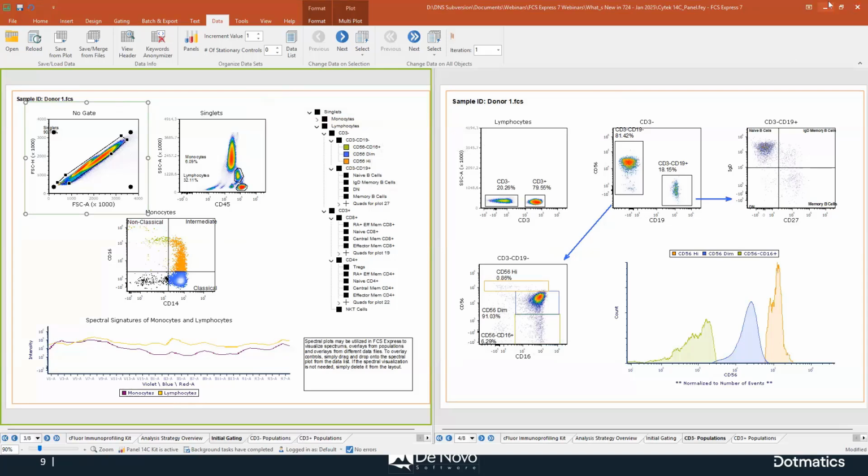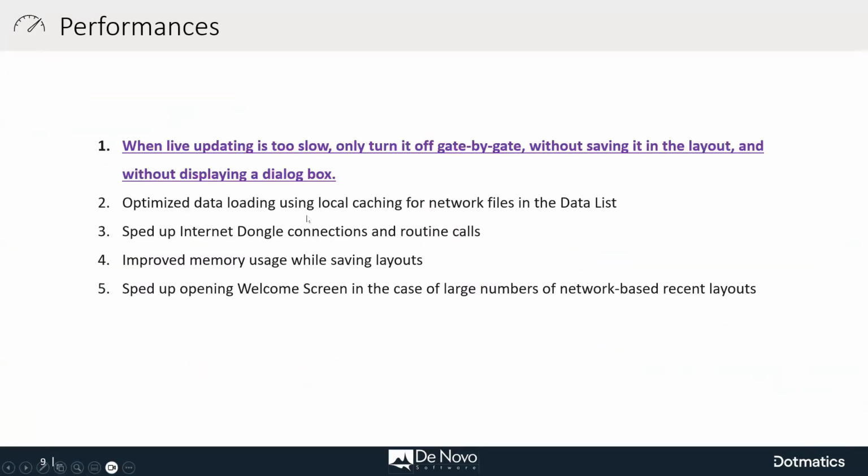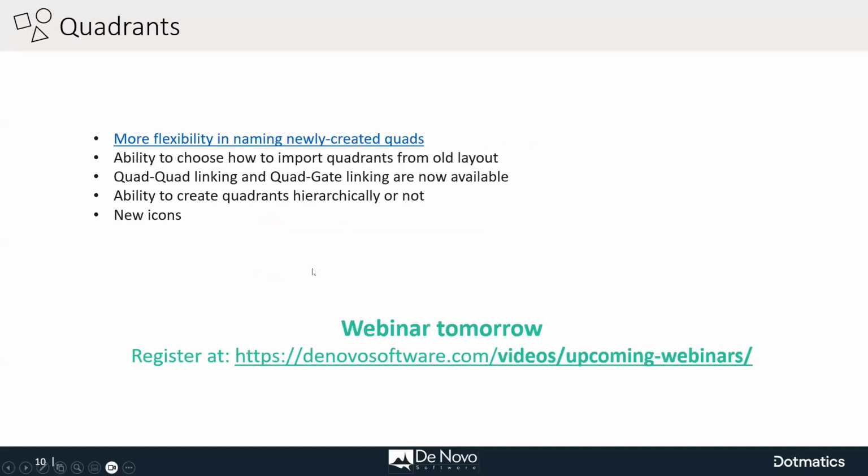And about the other few options, this is really cool. For those of you loading data from the network, it will be much faster in 724, so I suggest you try. And then we sped up the internet dongle and the welcome screen in case there are a lot of network layouts.